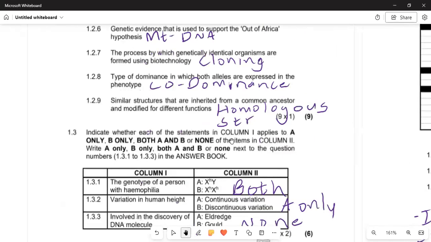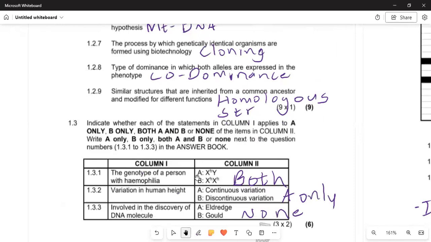Moving on to 1.3, indicate whether each part of the statement in column 1, and here is column 1, applies to A only, B only, both A and B, or none of the items in column 2. Write only the letter A only, B only, A and B, or none next to the question number that is given.